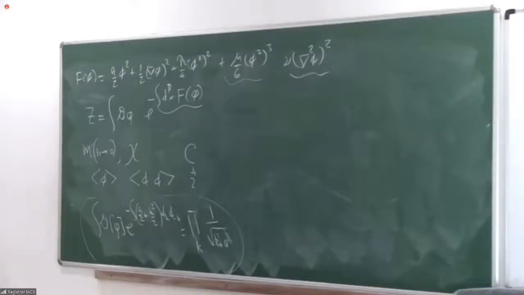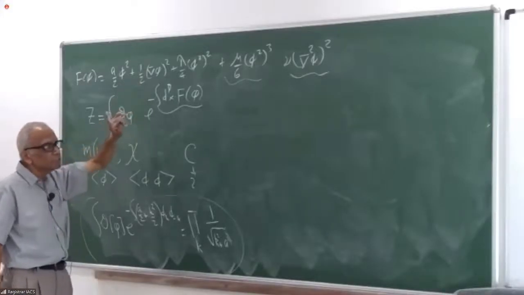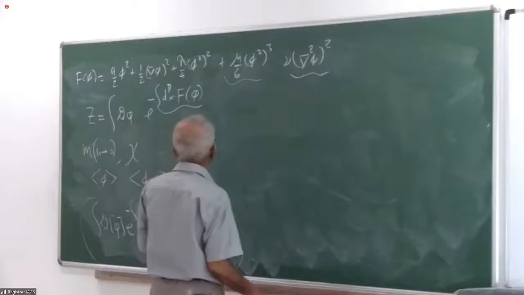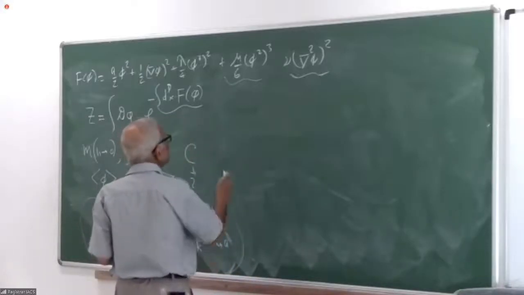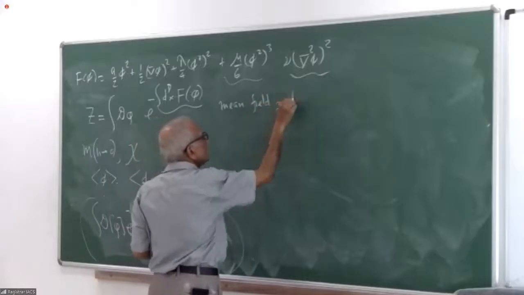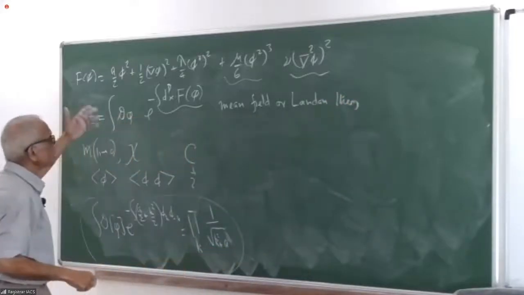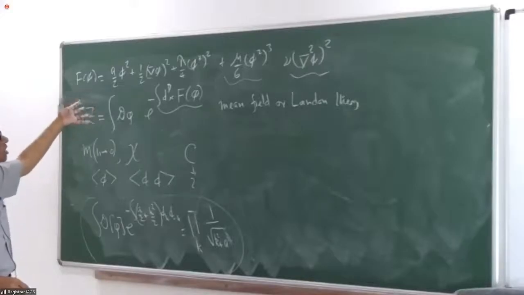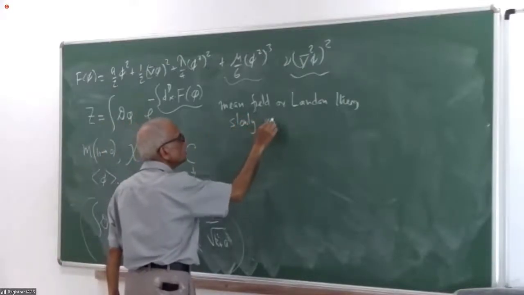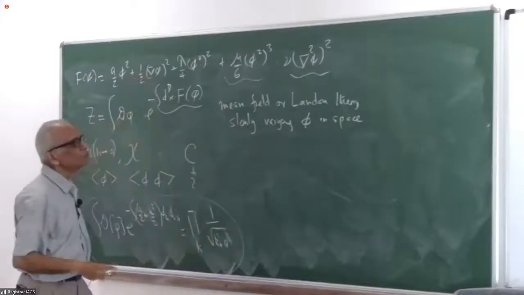Why get the coefficient of this? Because the whole business is that there is something called a mean field theory, or Landau theory, which says: let me just talk about phi, the very slowly varying phi in space, and forget this term over here.